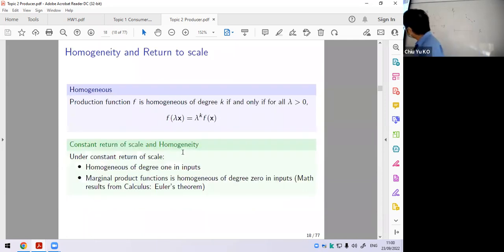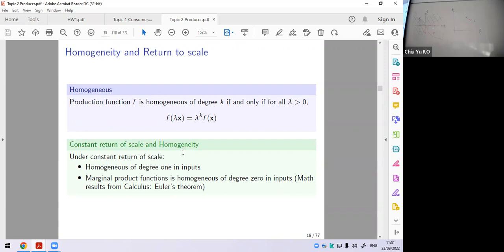Okay. Here, just say a very simple thing: homogeneous in degree k, just like f(λx) takes out λ^k, of degree k. Okay. And obviously, if k is equal to 1, it's constant return to scale, and k bigger than 1 is increasing return to scale. k less than 1 is decreasing return to scale, right?